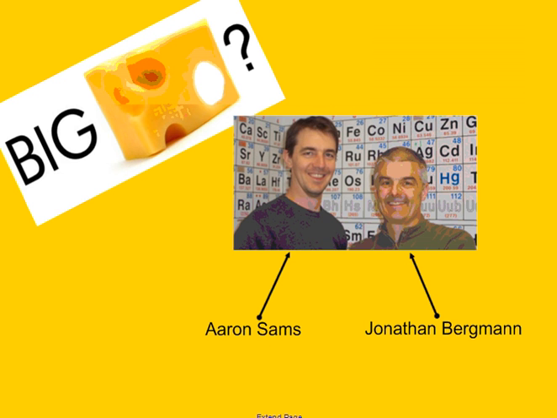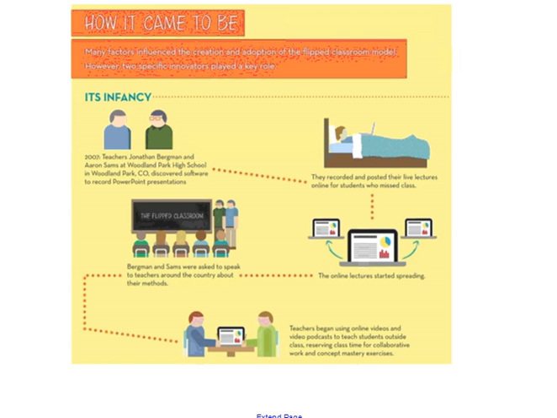Who's the big cheese? These two guys are Aaron Sams and Jonathan Bergman. Their journey started in 2007, and they are two chemistry teachers from Woodland Park, Colorado, and they had an issue of student absenteeism in their high school, and these students were falling more and more behind. So to help those students, they started posting their PowerPoint presentations with verbal explanation. They would record it and they started posting them on YouTube for the students who were absent.